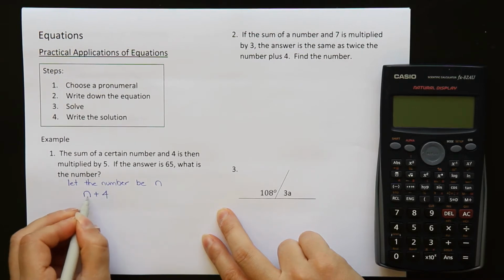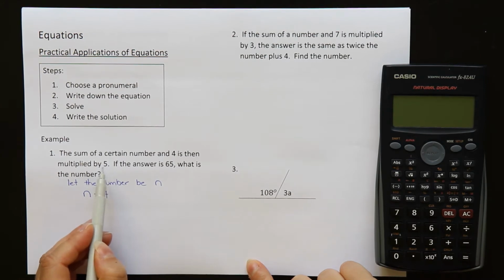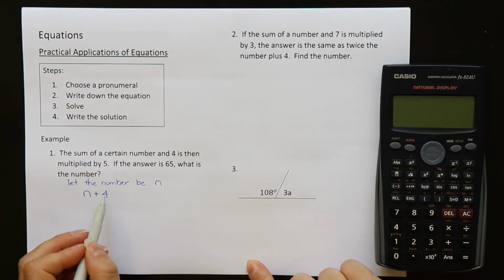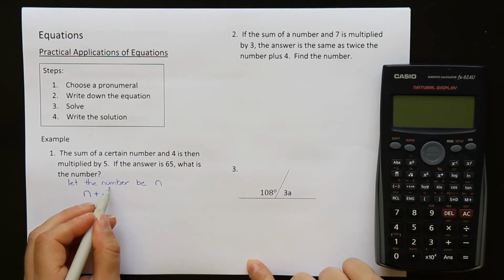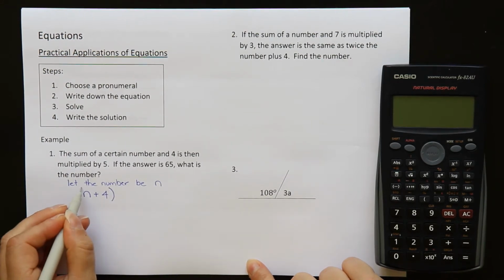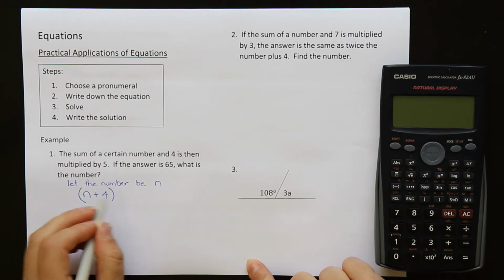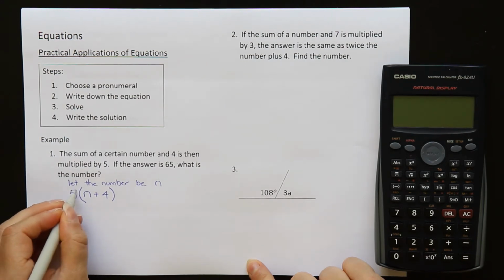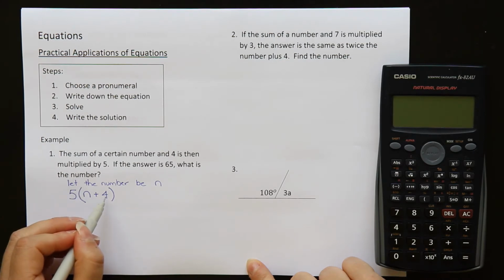The sum of my number and 4 is then multiplied by 5. So I want to multiply this by 5. I can't just go times 5 at the end here. That wouldn't work very well because it's only timesing the 4. To do that, I need to times everything here. So I need to put it in brackets and times it by 5. And normally when we're timesing brackets by something, we put the number out the front. So that means 5 times by n plus 4.